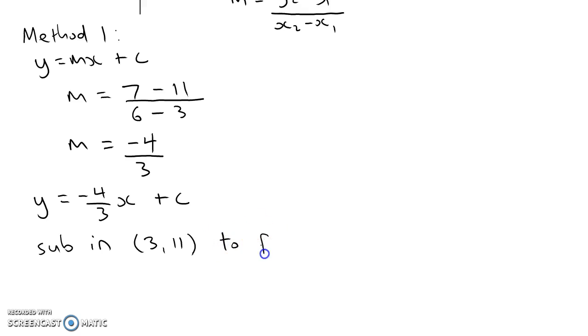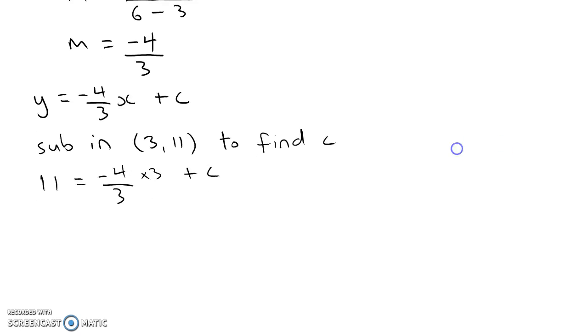To find c, our y value is 11, so we'll get 11 equals -4 over 3. Our x value is 3, so times 3 plus c. If we keep going and solve that, we get 11 equals, these 3's will just cancel, -4 plus c. Adding 4 to both sides, we'll end up getting 15 equals c.